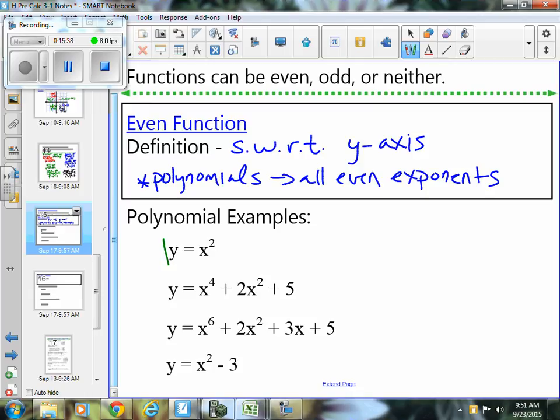So for the first one, y equals x squared, that's our poster child for y-axis symmetry. This is definitely even. All the exponents are even. Okay, go ahead and graph the next one.